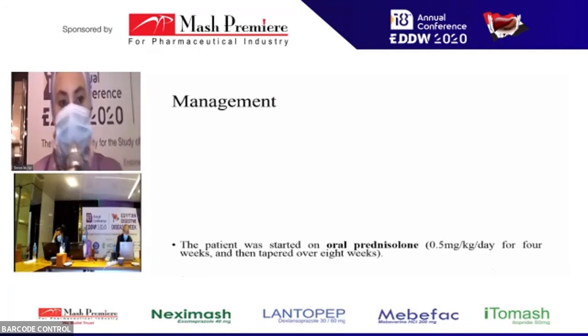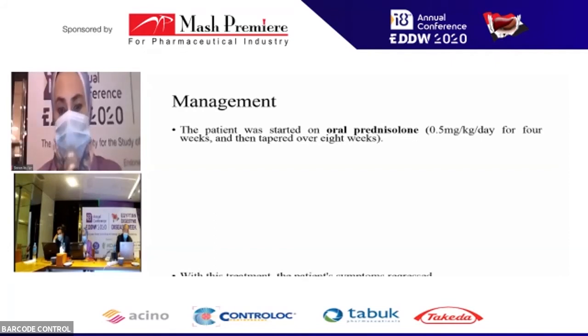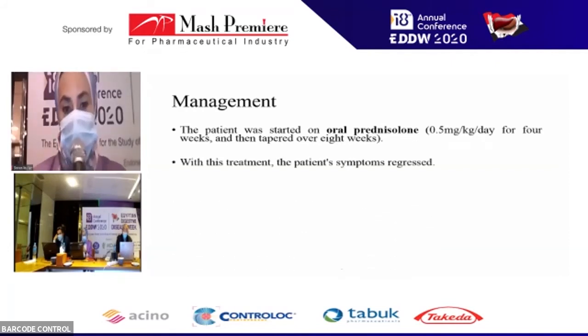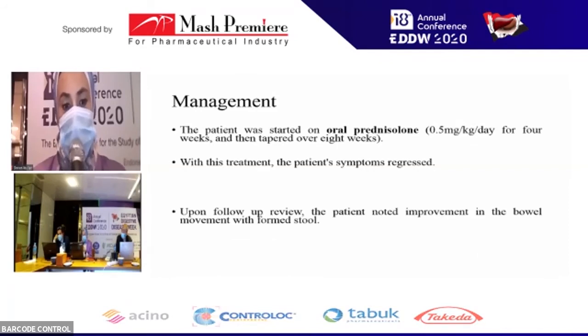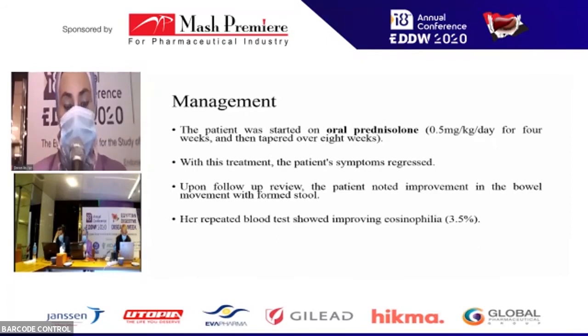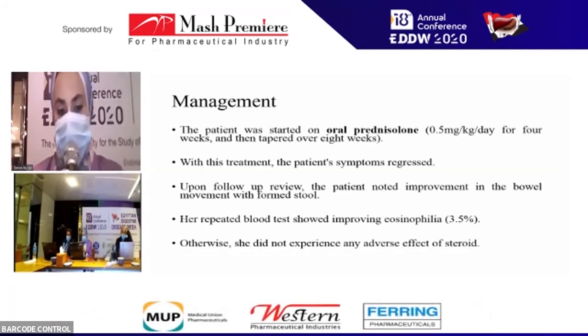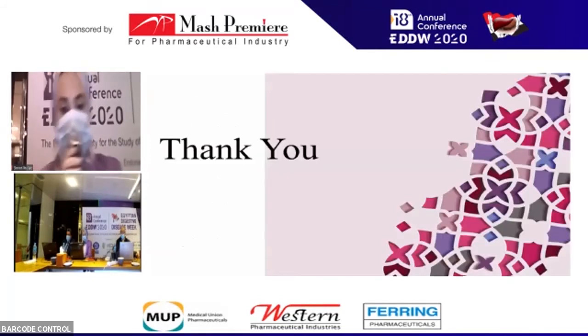This patient was started on oral prednisolone, 0.5 milligram per kg per day for 4 weeks, and then tapered over another 8 weeks. With this treatment, the patient's symptoms regressed, and upon follow-up, she noted improvement in her bowel movement with formed stool. Her repeated blood tests showed improving eosinophilia. It dropped from 5% to 3.5%, and otherwise, she did not experience any adverse effect of steroids, and she was diagnosed as a case of eosinophilic colitis for follow-up.